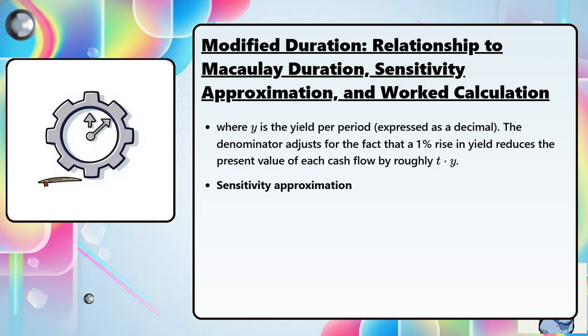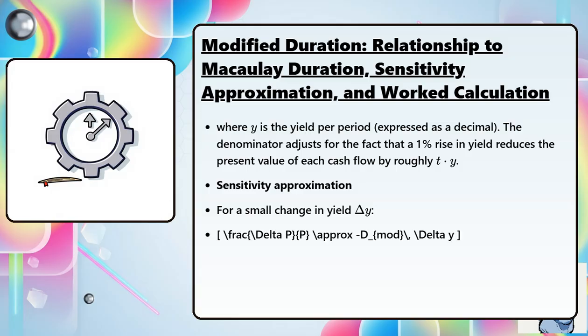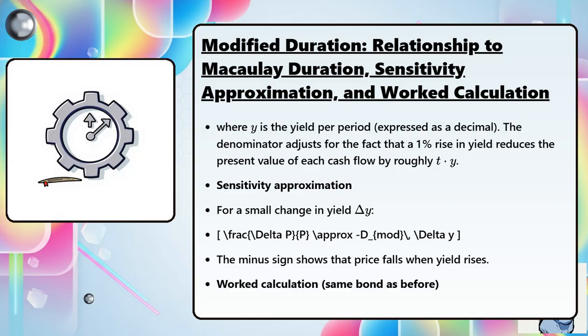Sensitivity approximation. For a small change in yield delta y, delta P over P approximately equals negative D mod times delta y. The minus sign shows that price falls when yield rises. Worked calculation, same bond as before.